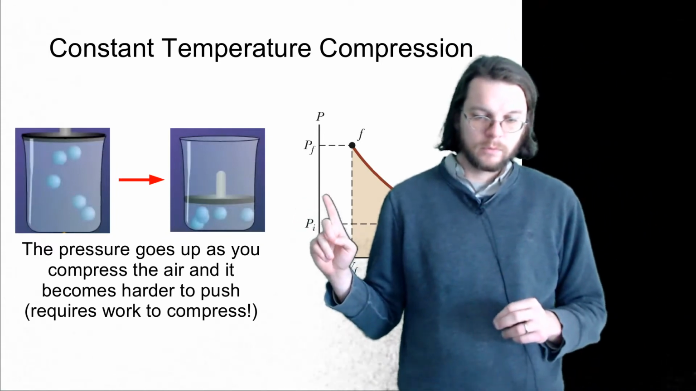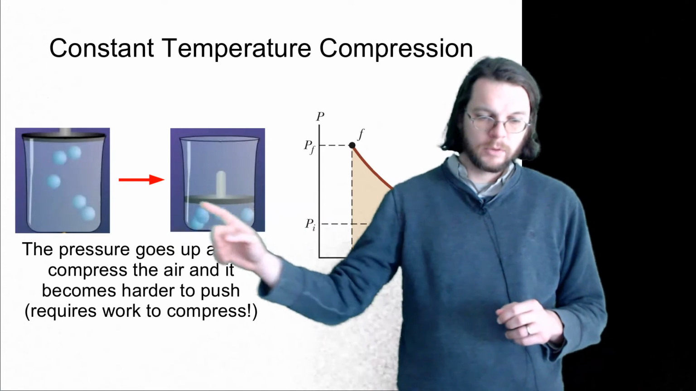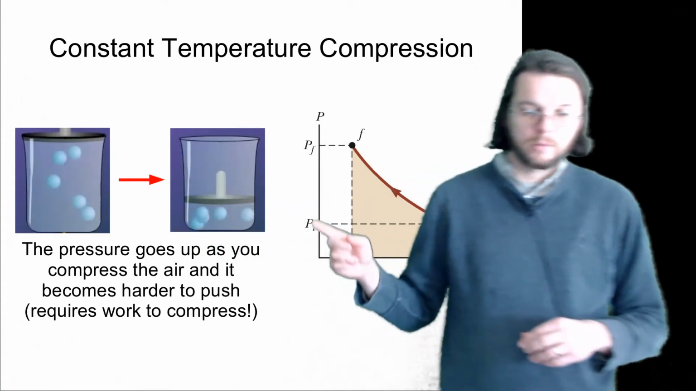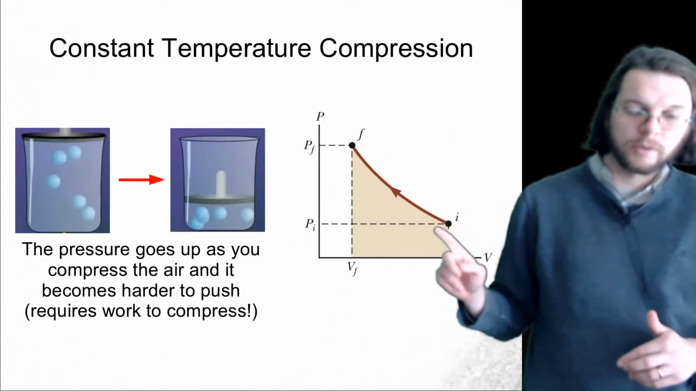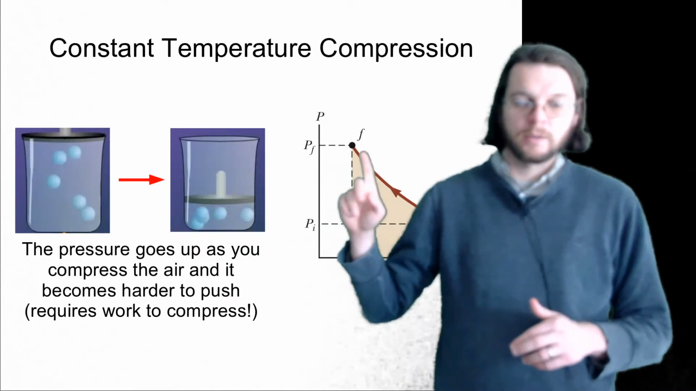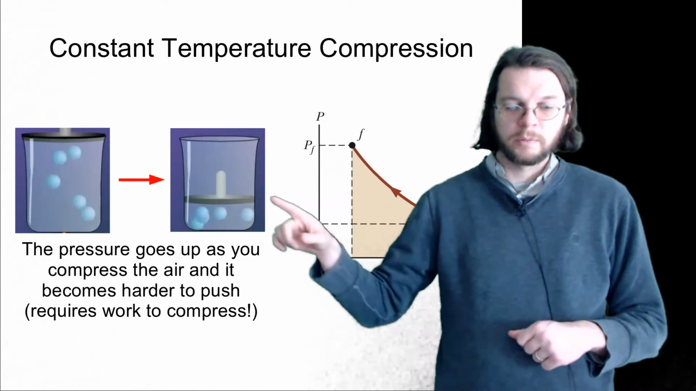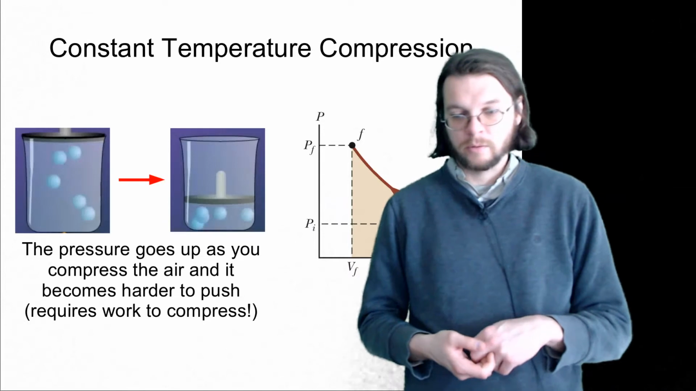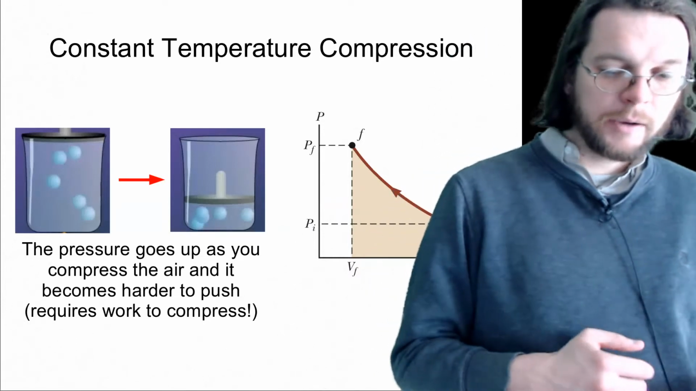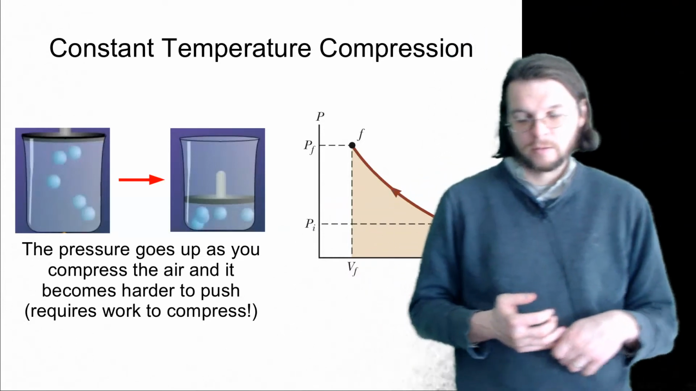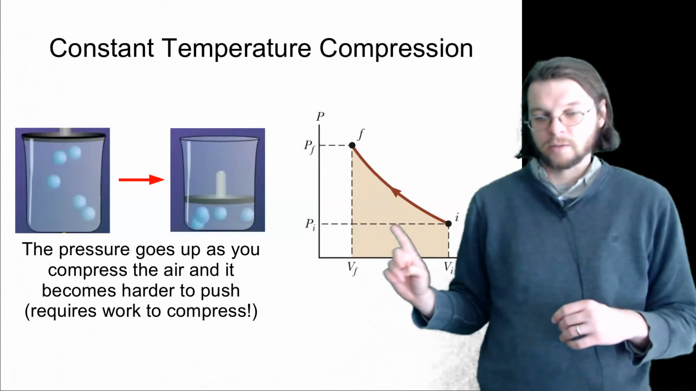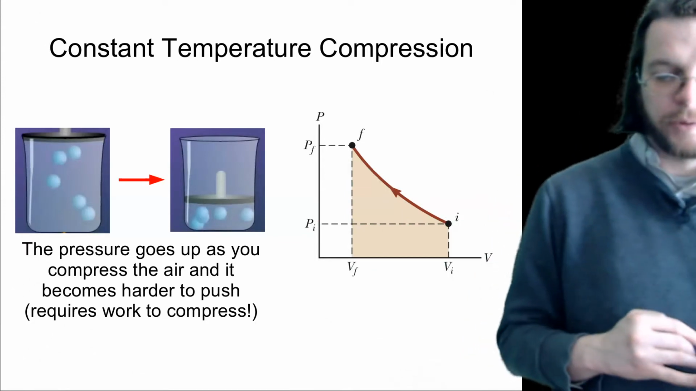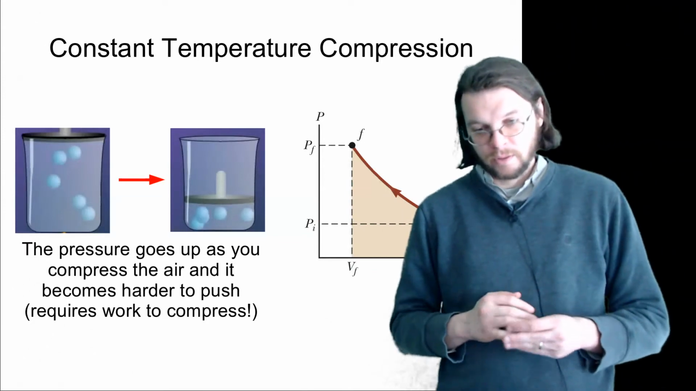So let's say that we are going to compress this thing. We're starting from some pressure here, and we're going to go up, up, up, and up to some higher pressure so that the volume gets smaller. It's harder and harder to compress. So let's try to calculate how much work it takes to compress this thing starting from here all the way up to there. Now remember, the work is the force times the distance.